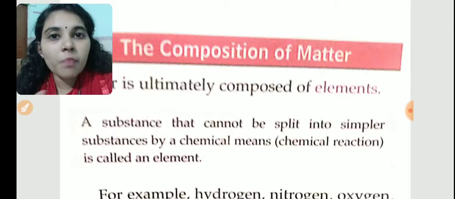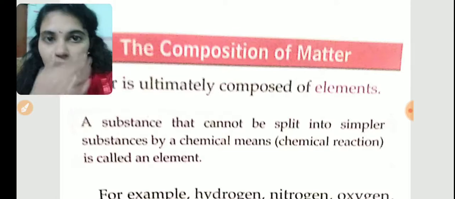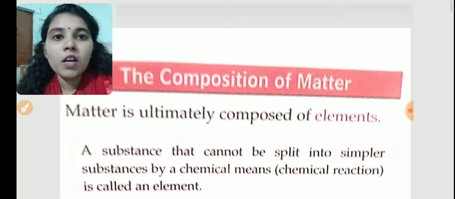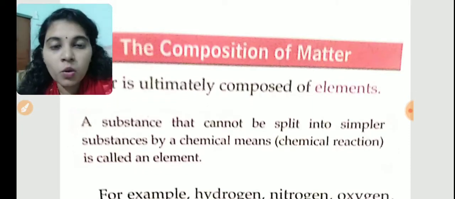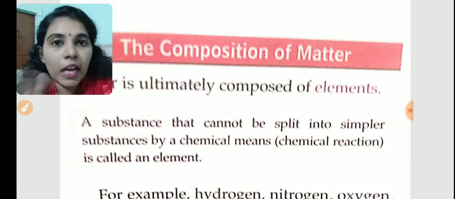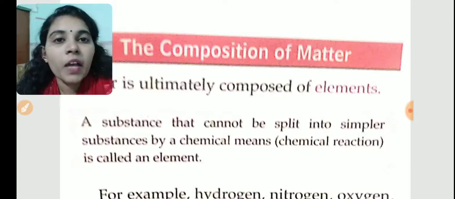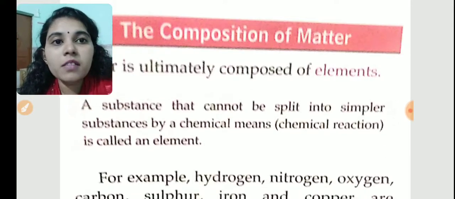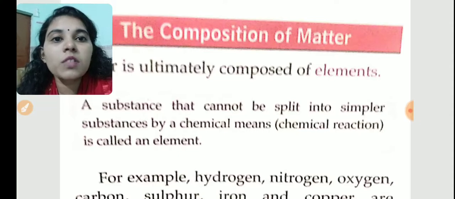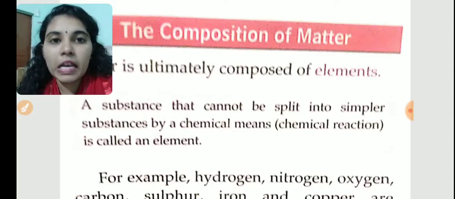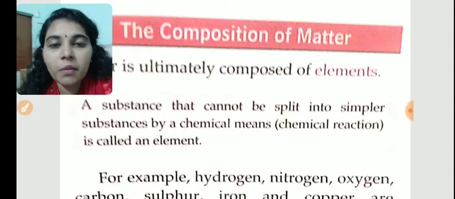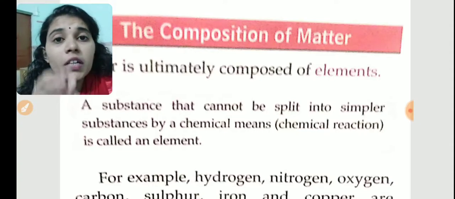Then what is this matter made up of? That we are going to study in this topic. Okay, so matter is ultimately composed of elements. So all matter is made up of elements. So what is an element? An element means a substance that cannot be split into simpler substances by chemical means or a chemical reaction. That means we cannot split it again.